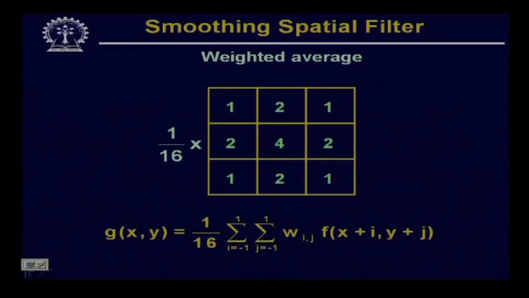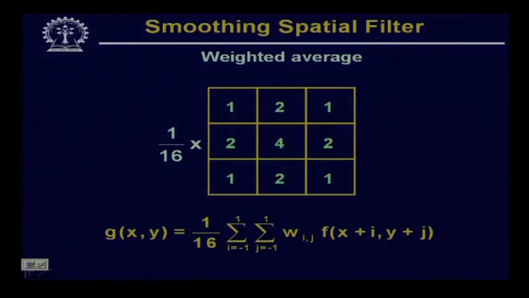The purpose of going for this kind of weighted averaging is that because we are weighting the different pixels in the image when taking the average, the blurring effect will be reduced in this particular case.